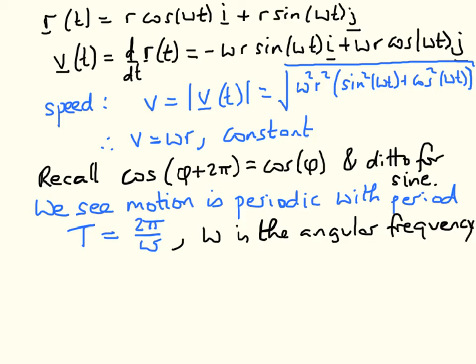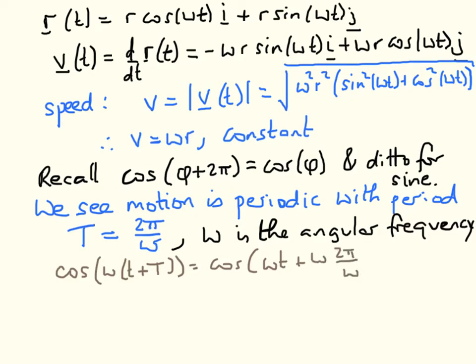of this motion. So just to be a little bit more explicit about this, if I look now at the cosine, for example, we could do exactly the same for sine of omega brackets t plus the period capital T. What we get is the cosine of omega t plus omega 2 pi over omega, because that's what the period is, and the omegas here cancel, so we have the cosine of omega t plus 2 pi, and that is equal to the cosine of omega t because of the periodicity property of the cosine function, and exactly the same thing applies to the sine function.